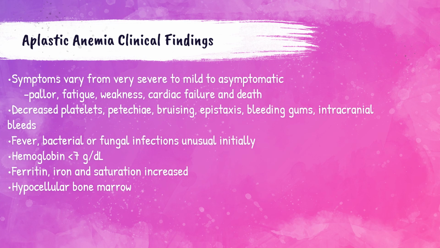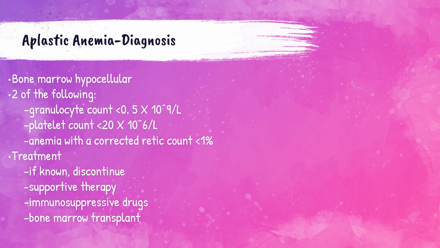And of course, these patients have a decreased number of red blood cells. So their hemoglobin is going to be decreased, usually around less than 7 grams per deciliter. Ferritin, iron, and saturation are all going to be increased. And of course, the marrow is going to be hypocellular if the bone marrow biopsy is ordered on these patients. Now, official diagnosis of aplastic anemia requires the bone marrow biopsy to show hypocellular bone marrow, so a decrease in the number of cells in there.